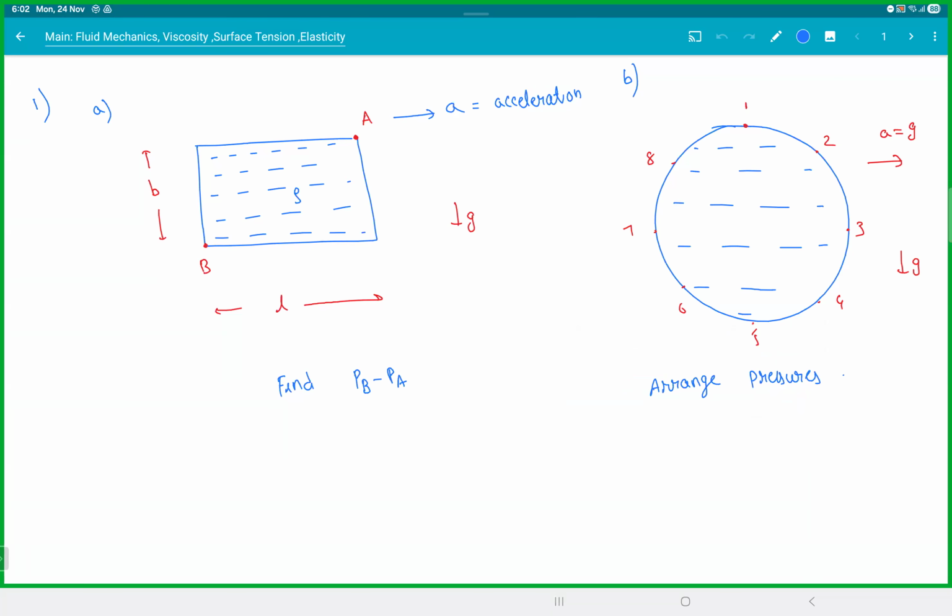Second thing, we have a spherical shell which is accelerating horizontally and there's also gravity. There are 8 points. Arrange the pressures in descending order.